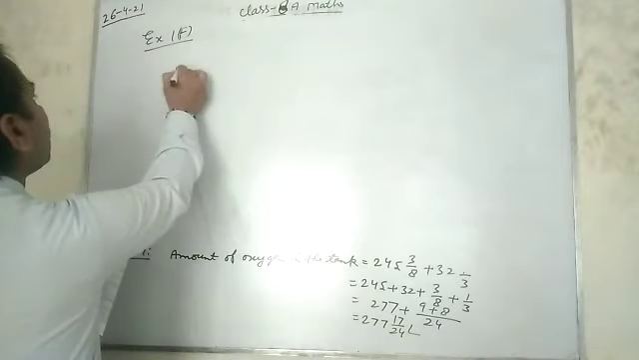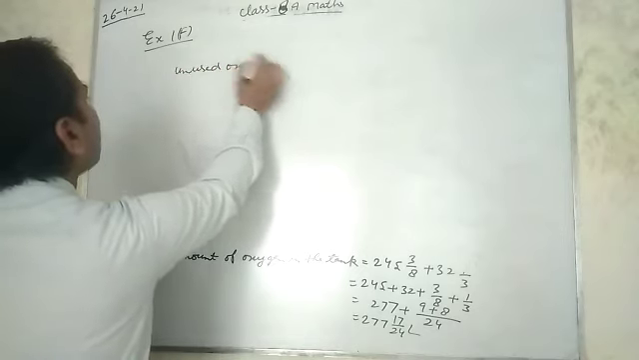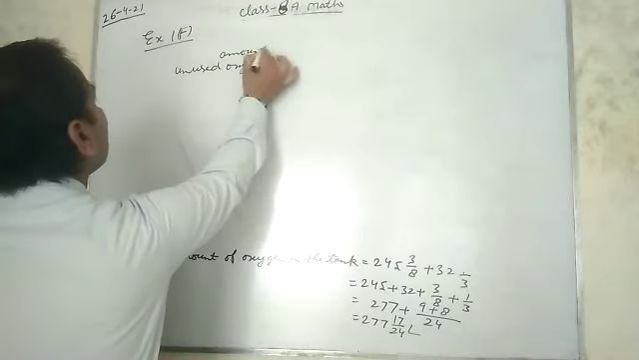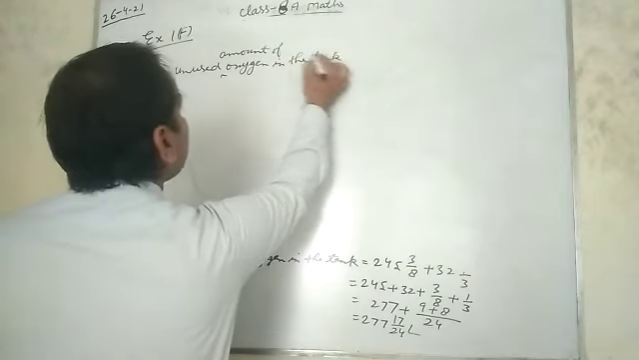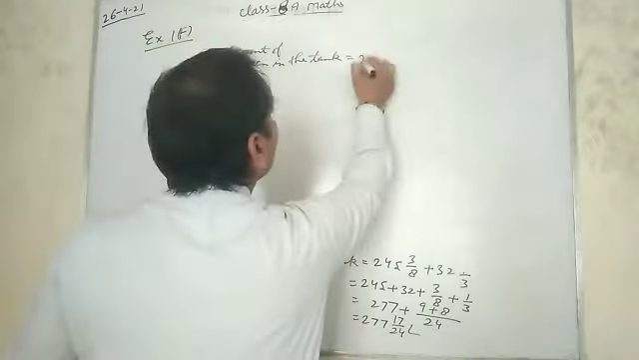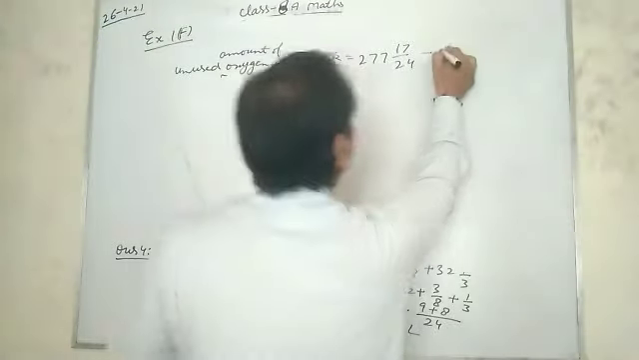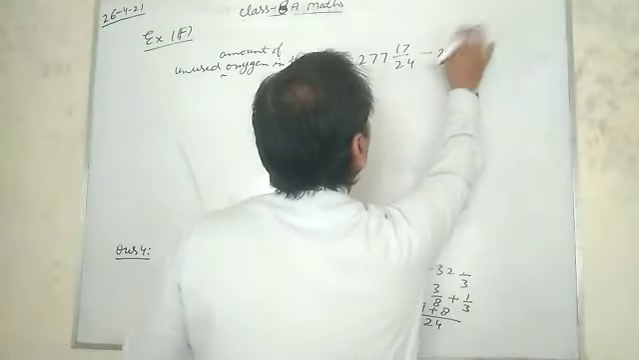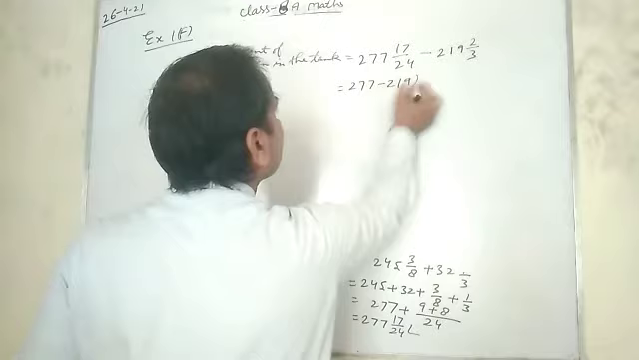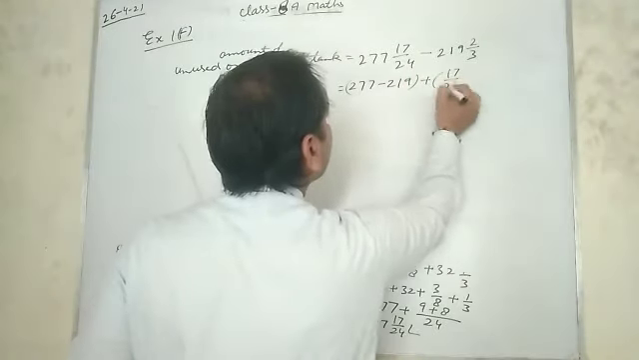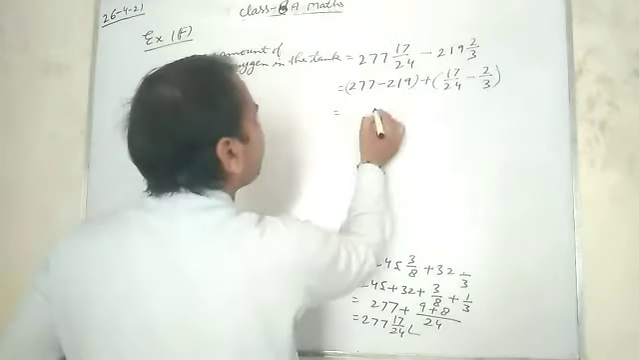So unused amount of oxygen in the tank is equal to, so this total minus 219 2 by 3. So this also integer part you subtract it, and then their fraction 17 by 24 minus 2 by 3. So simplify it.